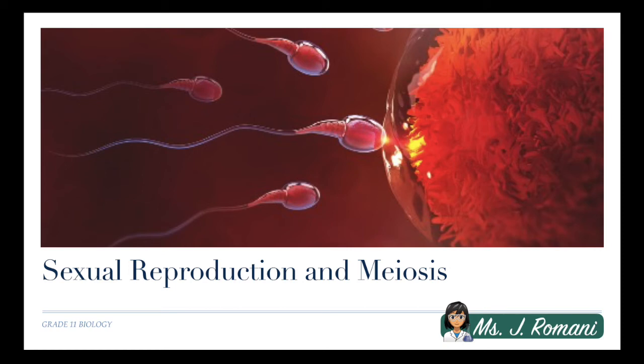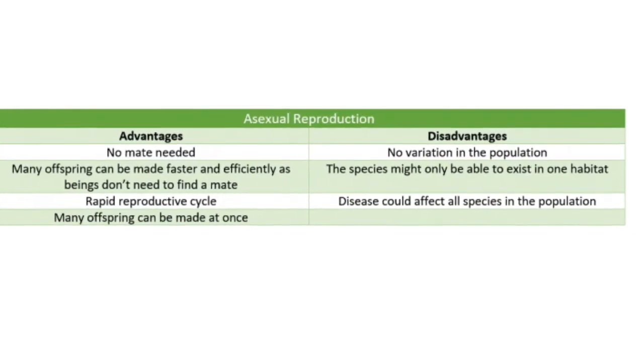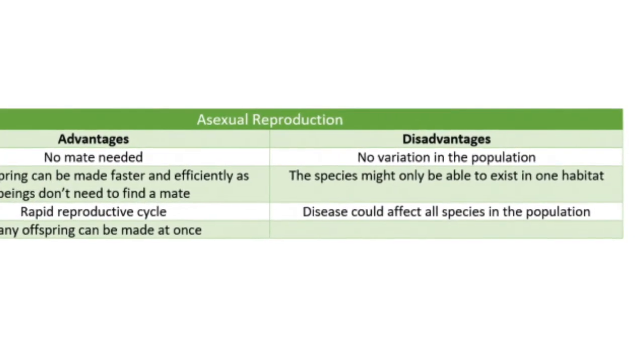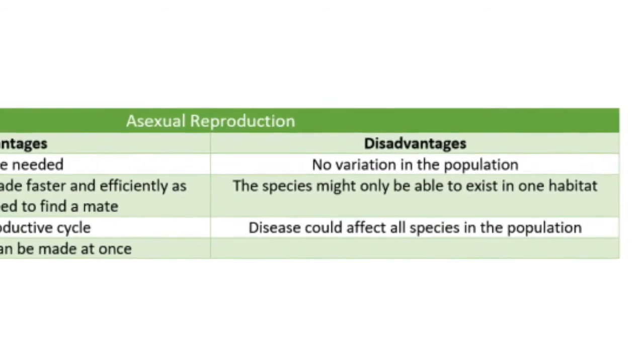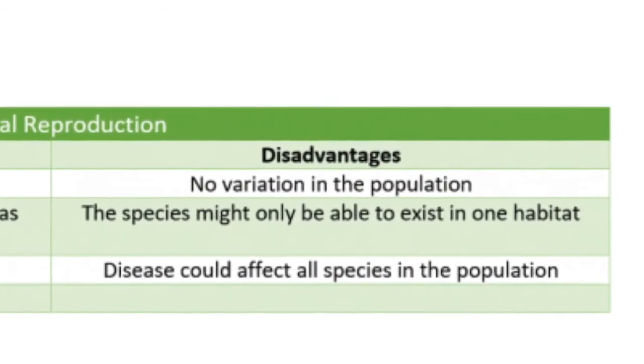Romani again. You are going to learn about sexual reproduction and a type of cell division called meiosis. Remember what happened to the banana, right? Asexual reproduction produces babies that are genetically identical, with all the drawbacks that come with being genetically identical to each other, or in other words, clones of their parents.